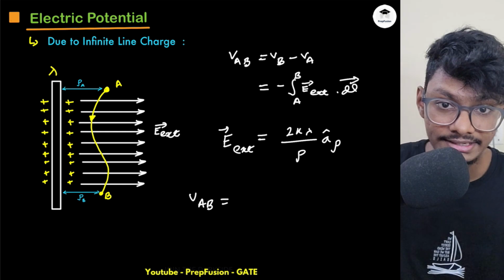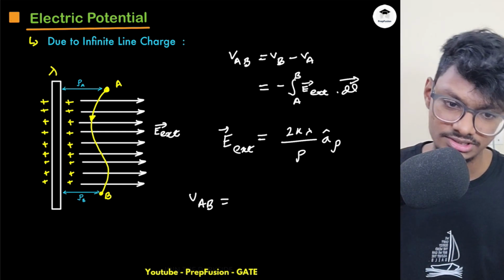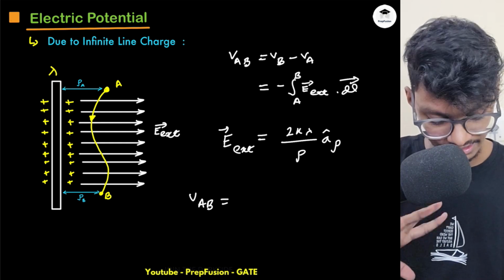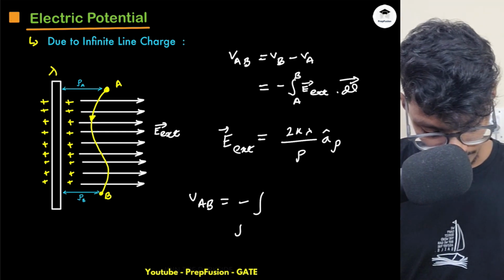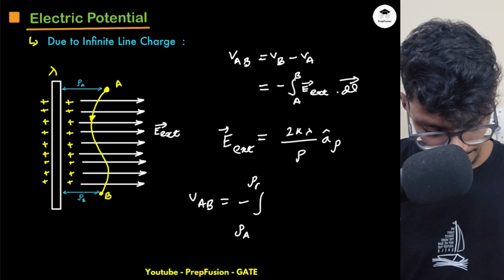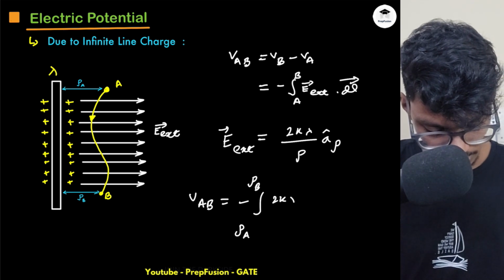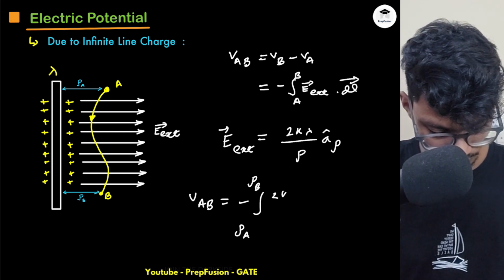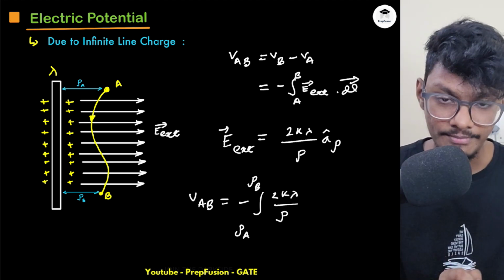Now I will write dL in cylindrical coordinates. I have written this multiple times, so I will not expand the dL here. I will directly write, which is minus, from ρ_A to ρ_B, 2kλ by ρ, a_ρ cap dot a_ρ.